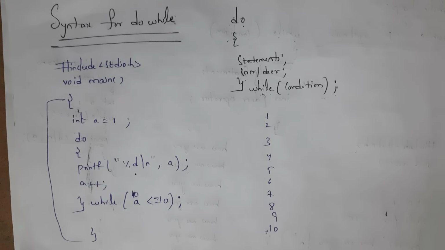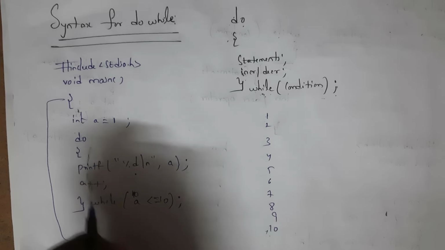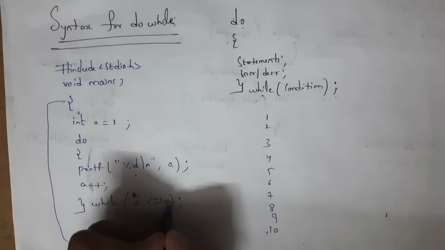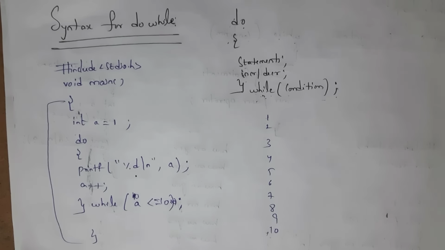So by writing this program, I will get output 1 to 10. For example, if I want to print numbers from 1 to 1000, then in place of 10 you just need to give 1000 here. Whenever you give 1000, you will get output from 1 to 1000.